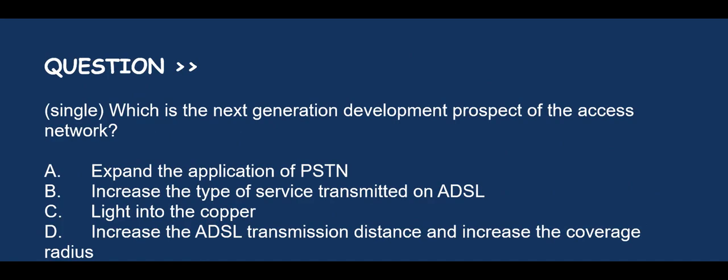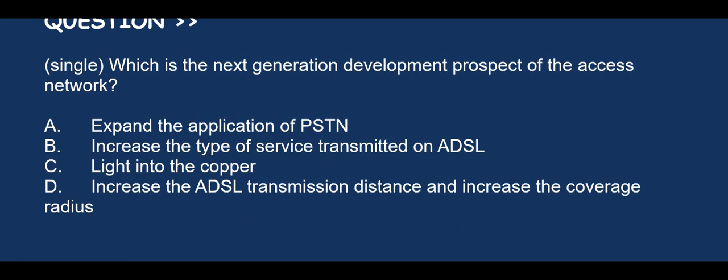Our next question is, single choice: what is the next generation development prospect of the access network? The options are: option A, expand the application of PSTN. Option B, increase the type of service transmitted on ADSL. Option C, light into the copper. Option D, increase the ADSL transmission distance and increase the coverage radius. The correct answer is option C.